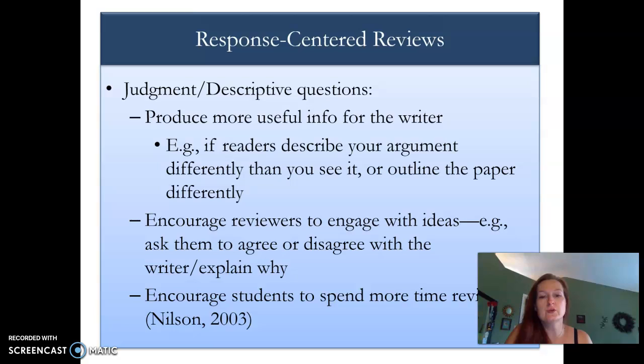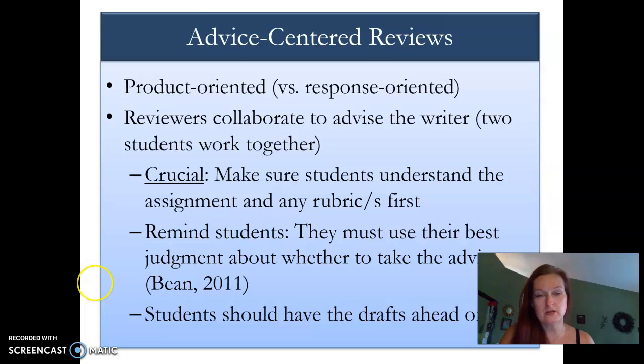These questions encourage reviewers to engage with ideas. So, did you agree or disagree, and why? And they encourage students to spend a little more time reviewing as well. So this is a great guidance that'll really have them complete every single one of these. It's going to force them to slow down and not rush through the process and not just be tempted to say, oh, it was great, except you put a comma in the wrong place on page 3, which is not constructive, obviously. So next are advice-centered reviews, whereas the response-centered reviews are just honest reactions of readers.